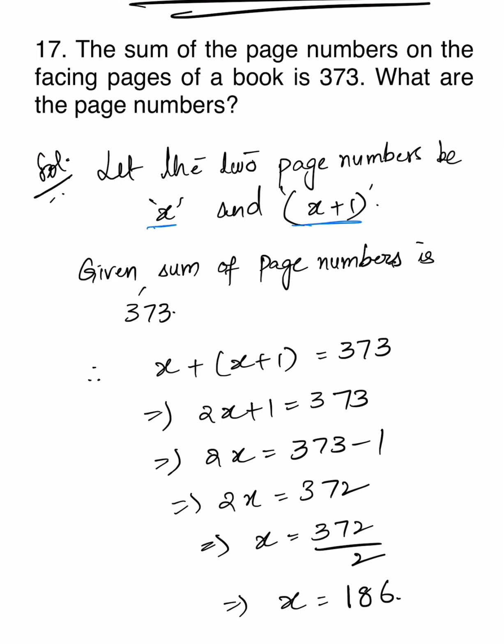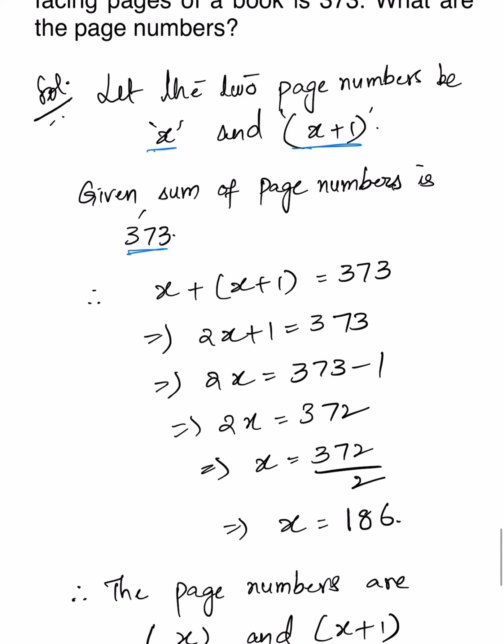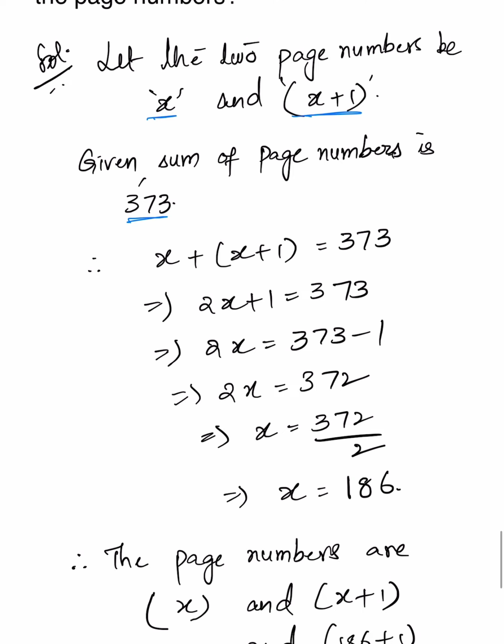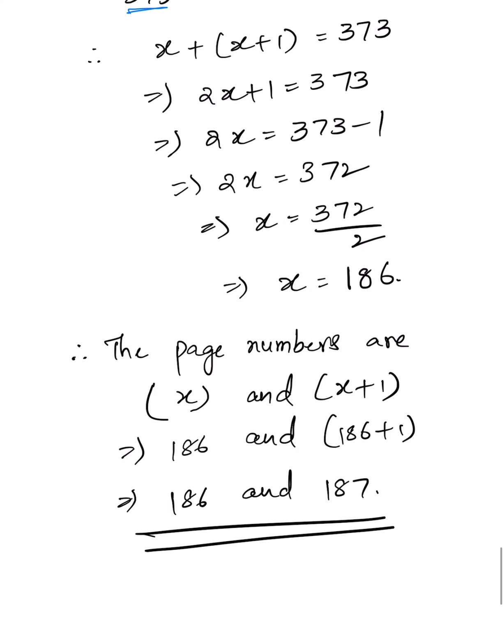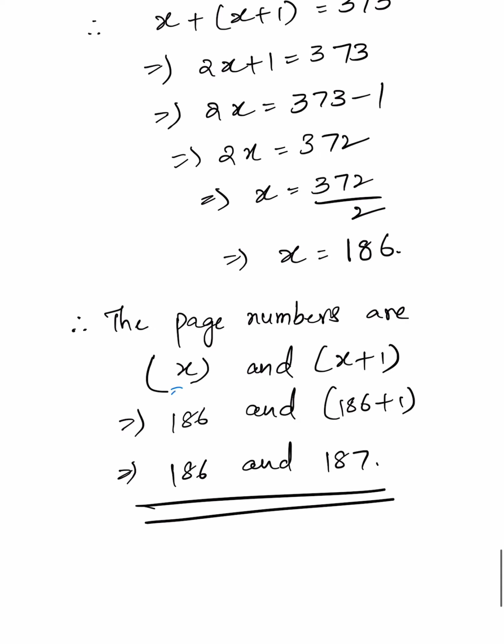Given the sum of page numbers is 373. Therefore x plus x plus 1 equal to 373. 2x plus 1 is 373. 2x is 373 minus 1, which implies 2x is 372. x is 372 by 2. Therefore x is 186. So the page numbers are x and x plus 1. That is 186 and 186 plus 1. That is 186 and 187.